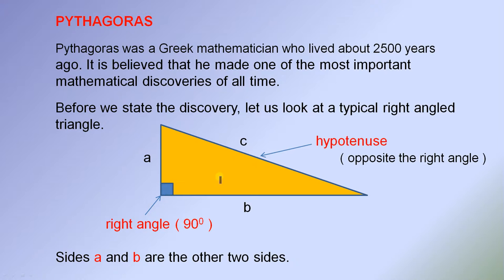Now this picture here is a right-angled triangle. I want you to look at this side here. It's the side c, and you can see that it is the longest side. It's called the hypotenuse. It is opposite the right angle. So whenever you want to find the hypotenuse, just see where the right angle is, and it is the side opposite the right angle. And the right angle, as you would know, is 90 degrees. Sides a and b are the other two sides.